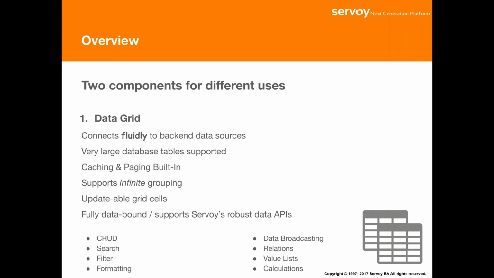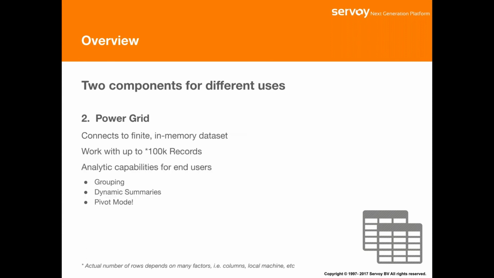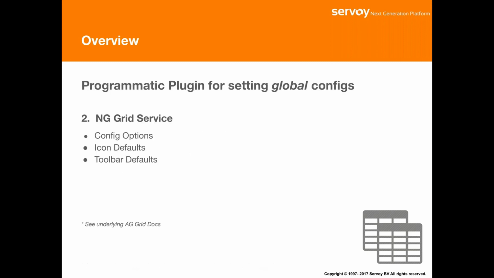There's the data grid, which we showed, which has the editability, the data binding to the back end. So all the normal stuff you get with Servoy is available. We have the power grid, which was the third example I showed. That is sort of working with a cache data set. So really good for analytic stuff, pivot mode. And you can really pump a lot of records into that. It is cached, so it's not like it's going to the database fluidly like the data grid, but we see performance pretty good, up to 100,000 records, depending on some other variables.